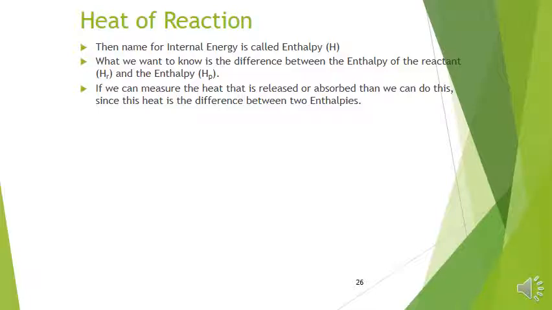Okay, so now chemistry has its own terms for things, and I've been using the word internal energy. Every substance has internal energy. In chemistry, we don't call that internal energy, we call that enthalpy, and we give it the letter H. So what we want to do when we look at a chemical reaction is find the difference between the enthalpy of a reactant and the enthalpy of the product. And the way to do that is to measure how much heat or energy is given off or absorbed, and then we can figure out the difference between the two enthalpies.